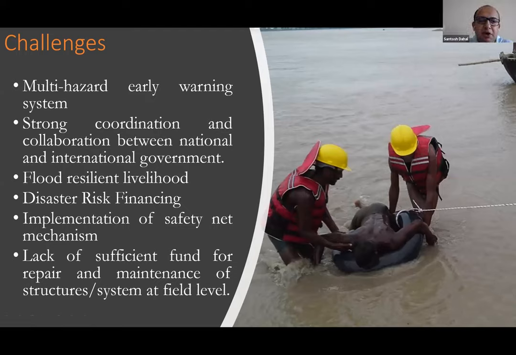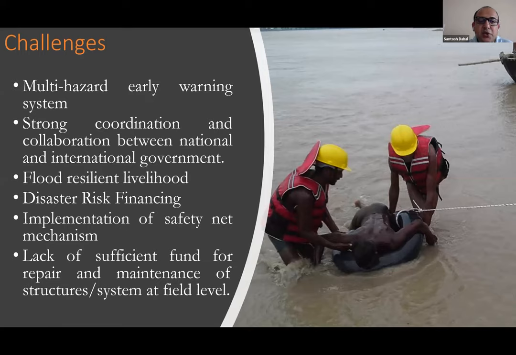Another is that multi-hazard early warning systems need to be emphasized, because in our country we only focus on hydromet hazards, not other hazards. So a multi-hazard early warning system is required to save the lives of community people.